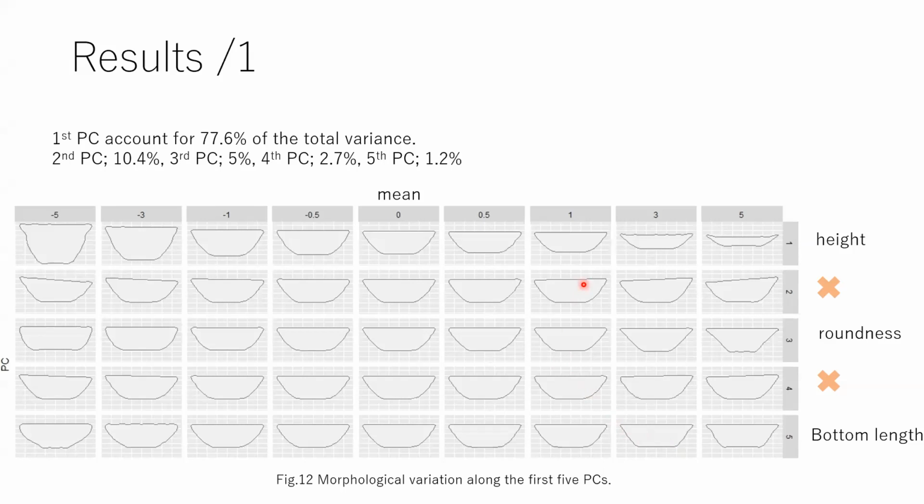Figure 12 shows morphological variation along the first 5 PCs. PC1 relates to the height of vessels, and PC2 and PC4 capture the angle between the rim and the bottom. However, the angle of the rim depends on the original pottery attitude when cross-sections are created, so I did not use PC2 and PC4 in my analysis. PC3 relates to the roundness of the vessel body, and PC5 relates to the bottom length.